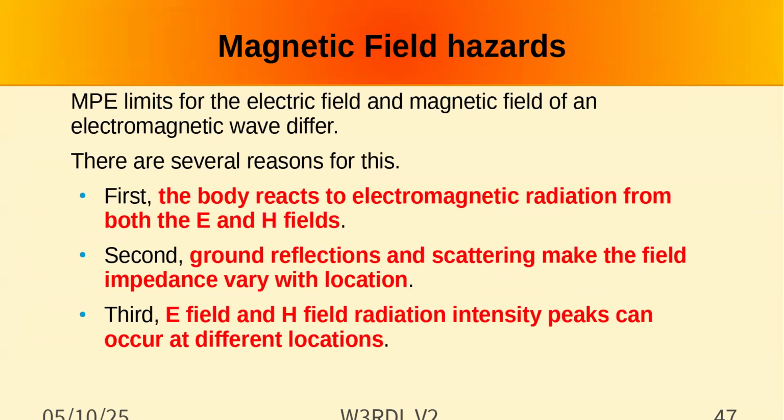For the magnetic stuff, all it really says is your body reacts to both of them, but differently. And then you can have ground reflections, which kind of mess up the whole thing, and it becomes more of an uncontrolled environment. You don't know whether you're getting more of the E field or the H field, and of course they could peak at different locations. So it's kind of a mess, and they don't really go into the magnetic stuff any more than this. Basically, remember those three conditions.